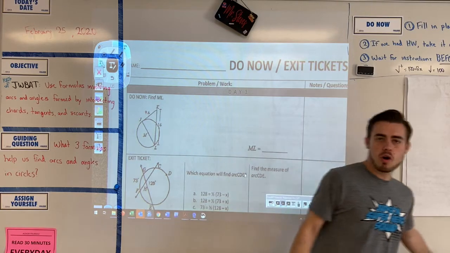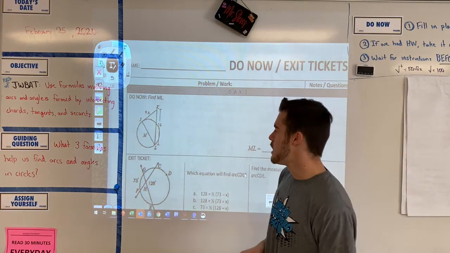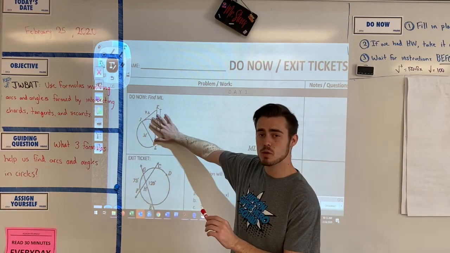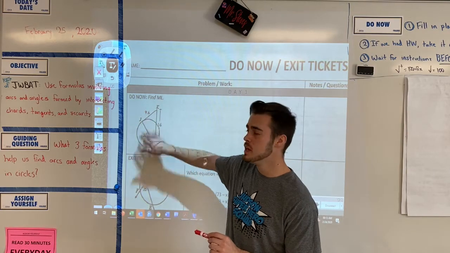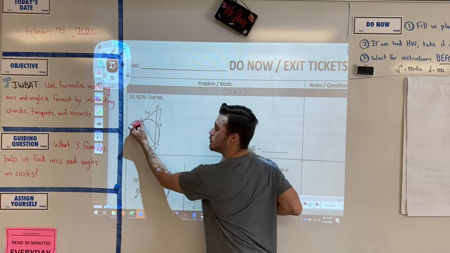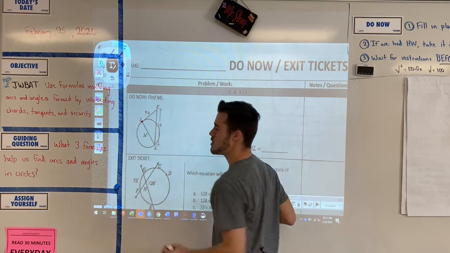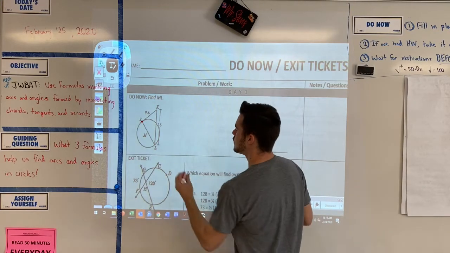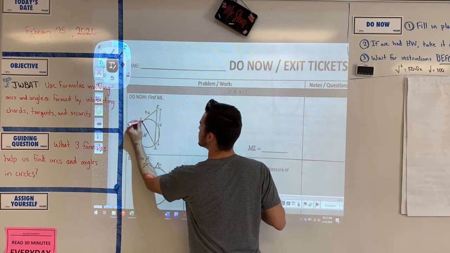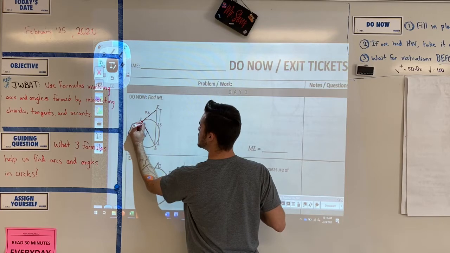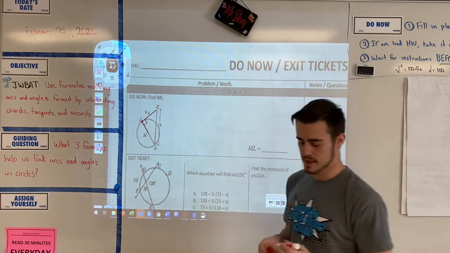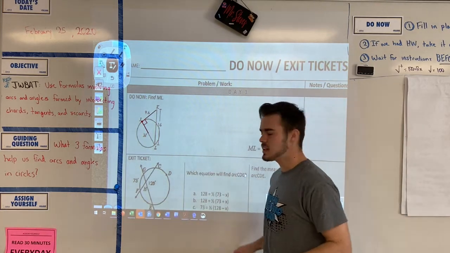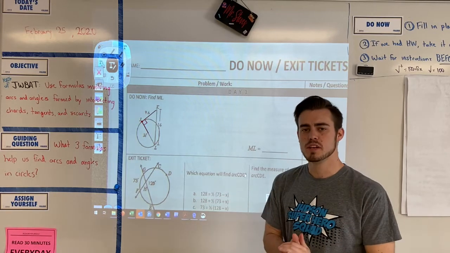But let's recall what we remember about whenever we have a triangle that is overlapping a circle. So if we notice here, we have a point of tangency at L. And I remember that whenever we have a radius and a tangent line, we always have a right angle in there. So, something to help you out, you can pause the video now and give it a try.